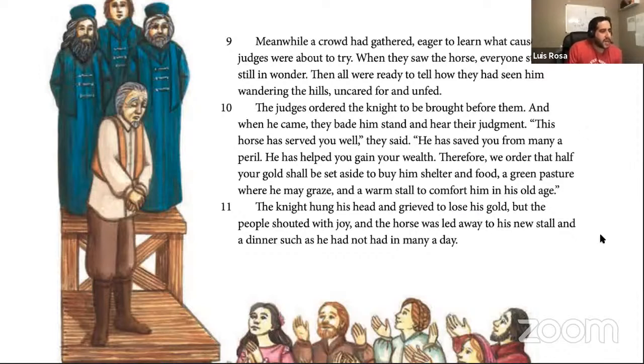The knight hung his head and grieved to lose his gold, but the people shouted with joy, and the horse was led away to his new stall, and a dinner such as he had not had in many a day.